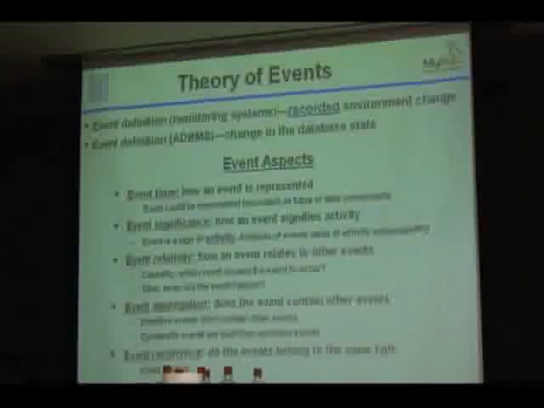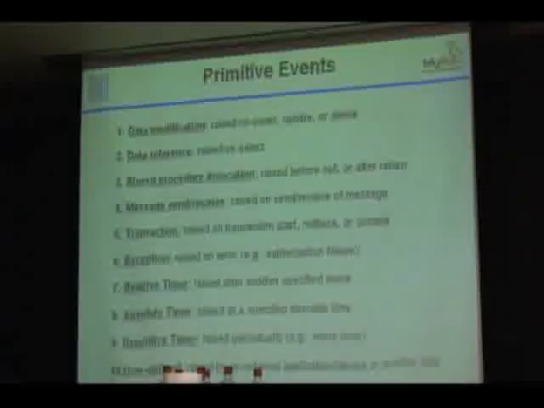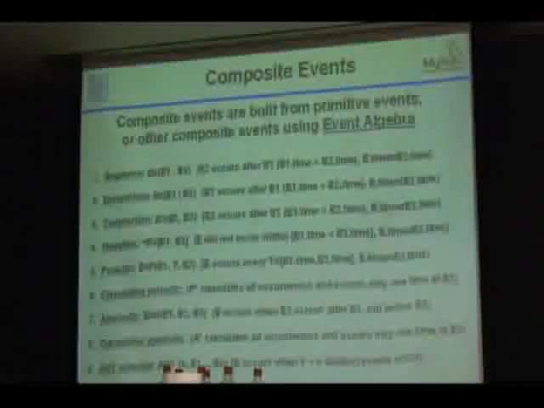So now we have event classes and event instances. Events could be divided into two groups, primitive events and composite events. Primitive events don't contain other events, but composite events do. And here's the list of primitive events, like vocabulary. On the next slide, you see the composite events, which are produced from primitive events using event algebra. And here you have event algebra operations. And there are quite a few of them.